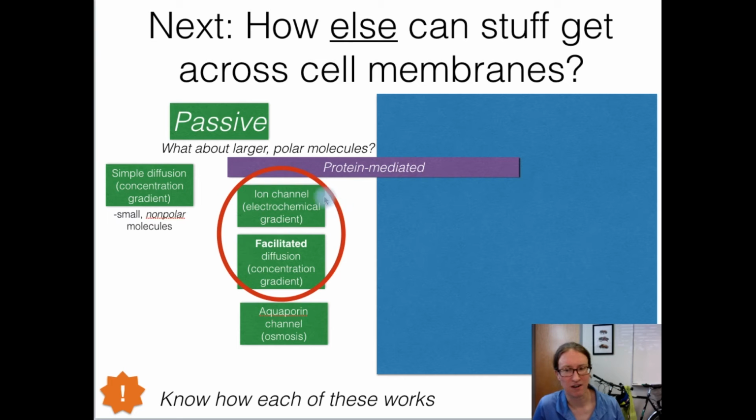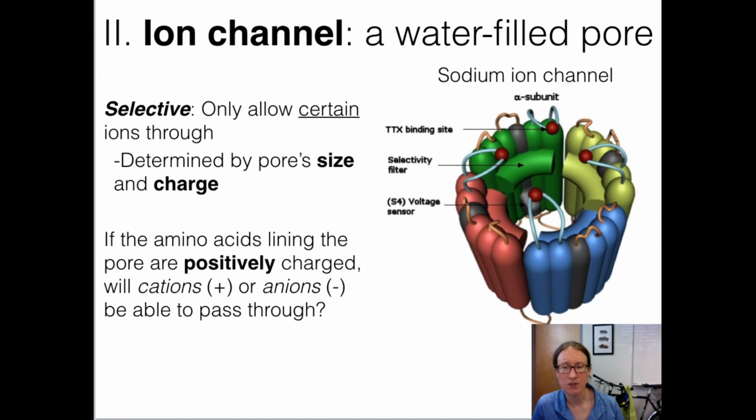So the first of these are the ion channels. So here's an example of an ion channel protein. And this is the ion channel protein for sodium. And channel proteins typically have a water-filled pore, pictured here, in the middle. But the pore is usually specialized to be selective, as I note here, and only let specific types of ions through, as determined, as I note here, by the pore's size and its charge.